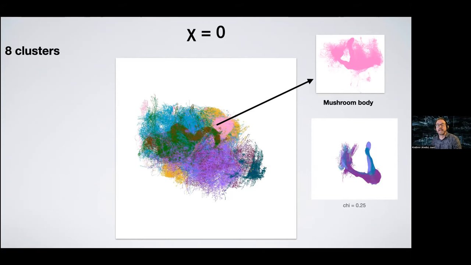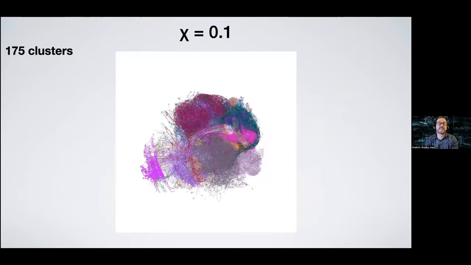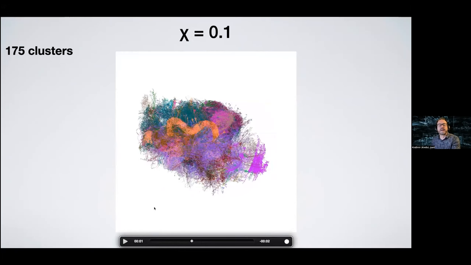So here's the breakup of the mushroom body in particular. As chi goes up, it breaks up into more and more subcommunities. Here's the entire brain again. Chi is equal to 0.1. This breaks up into 175 clusters. The protocerebral bridge, interestingly, stays together. This is the protocerebral bridge, what you see here, and I think this is what's called the ellipsoid body. I'll show it in the next slide.